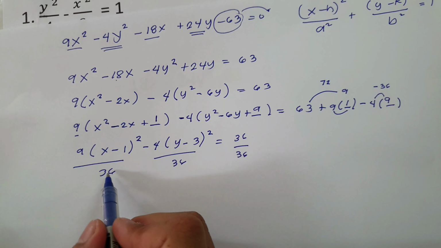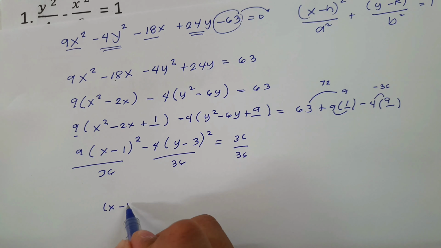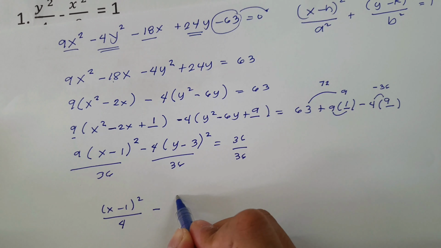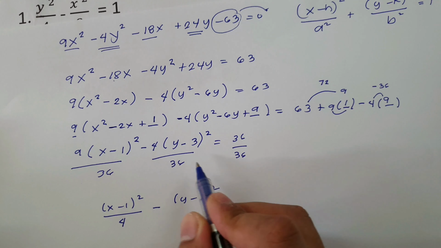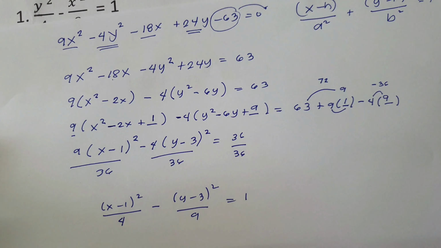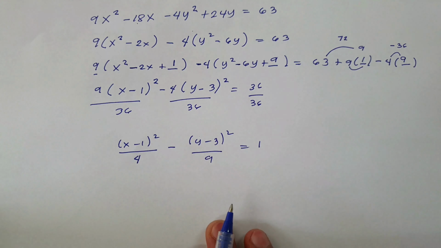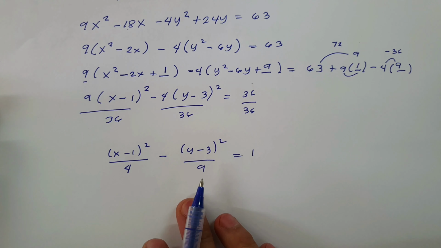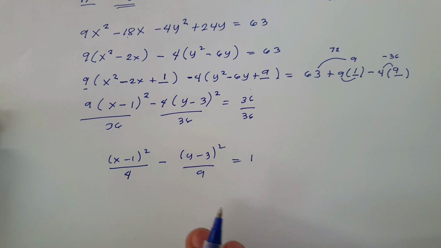Therefore, 9 over 36 simply becomes (x minus 1) squared over 4 minus (y minus 3) squared over 9, which equals 1. So this will be our standard form. Using this equation, we are going to find the center, vertices, foci, and the equation of the asymptotes.